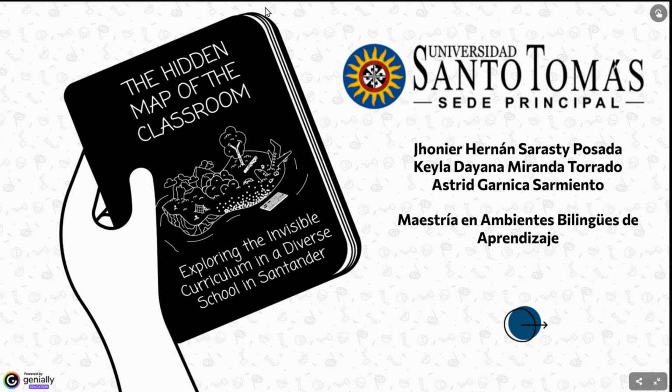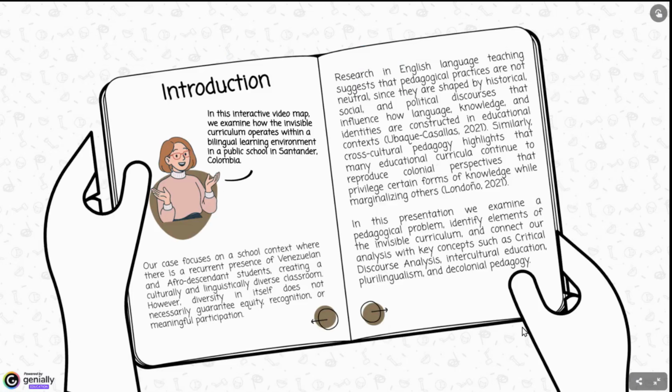Hello everyone! In this interactive video map, we examine how the invisible curriculum operates within a bilingual learning environment in a public school in Santander, Colombia. Our case focuses on a school context where there is a recurrent presence of Venezuelan and Afro-descendant students, creating a culturally and linguistically diverse classroom. However, diversity in itself does not necessarily guarantee equity, recognition, or meaningful participation.